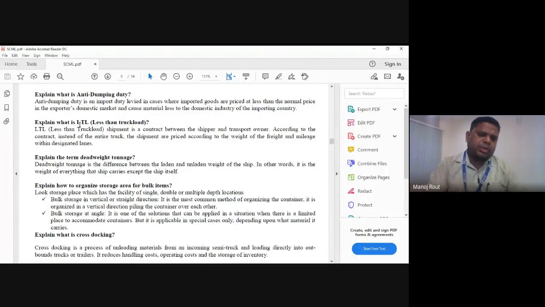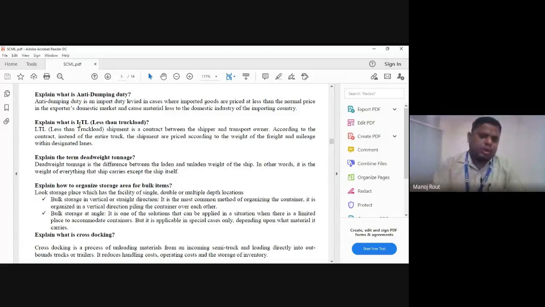In the previous class, we discussed an important thing. You must understand why people are shifting raw material or goods and products from one place to another by different transportation. In that case, they must go for less than truckload shipment. That is a contract between the shipper and the transport owners, and according to that contract, instead of an entire truck, the shipment is based upon the price, weight, and freight, and also includes the mileage within designated lanes.